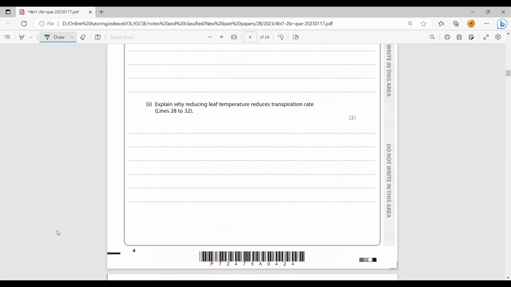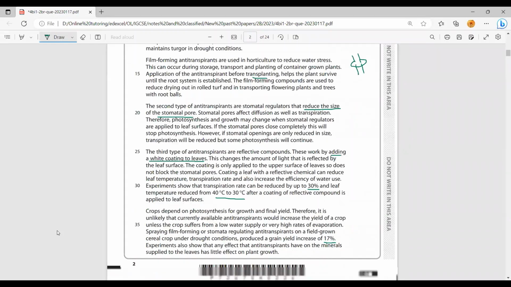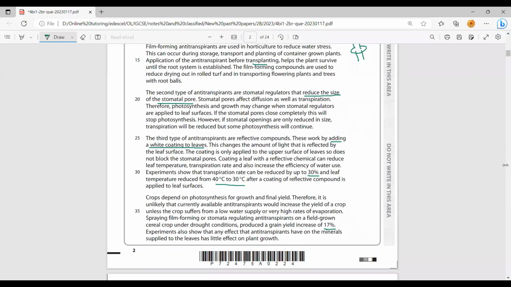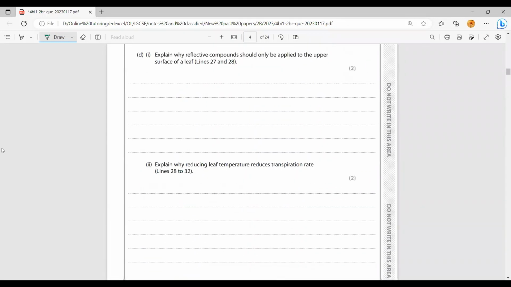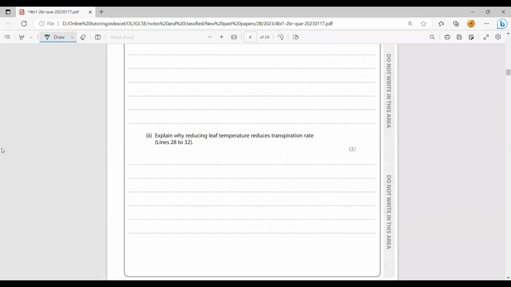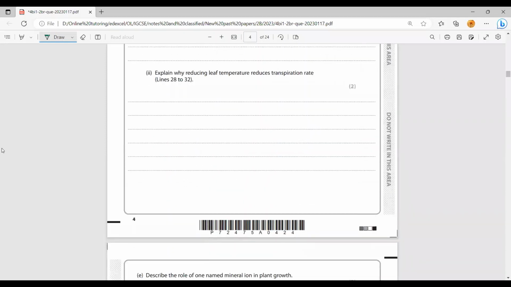Explain why reducing leaf temperature reduces transpiration. Again, 28 to 32. And the question will go to... No, Eyad just came in too. Hala Mohamed. Why reducing temperature? Okay. Reduces transpiration rate. The article has nothing in the answer here. Go ahead, Hala.